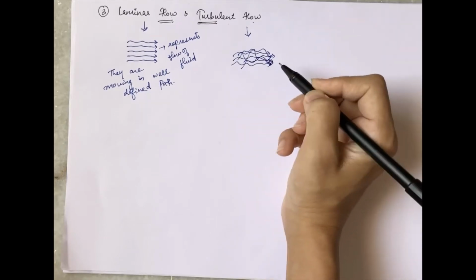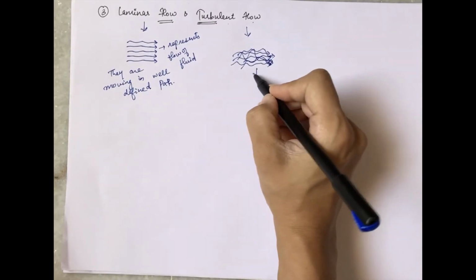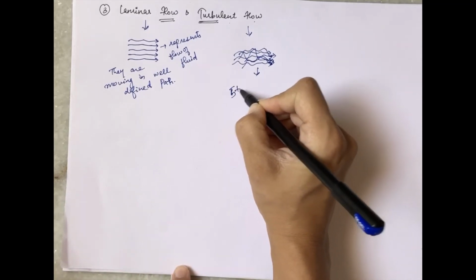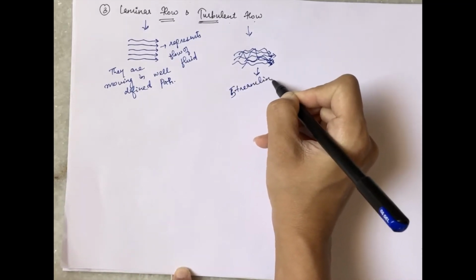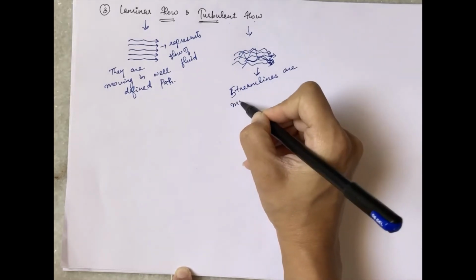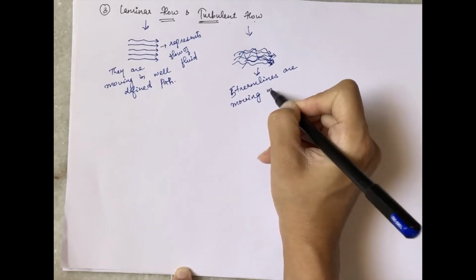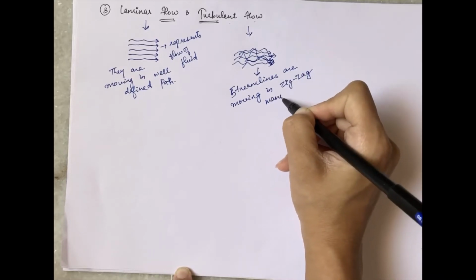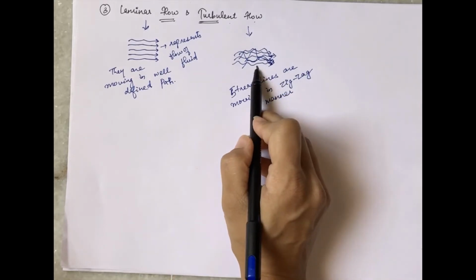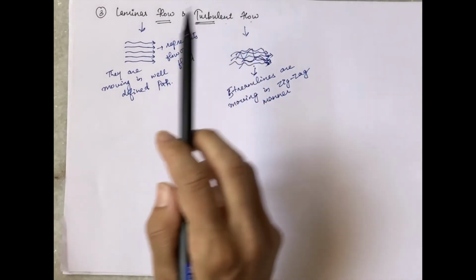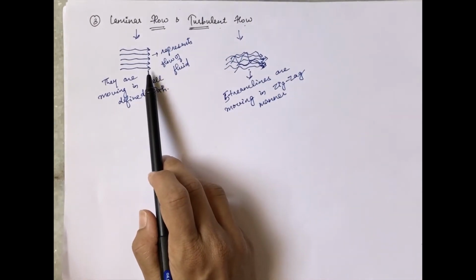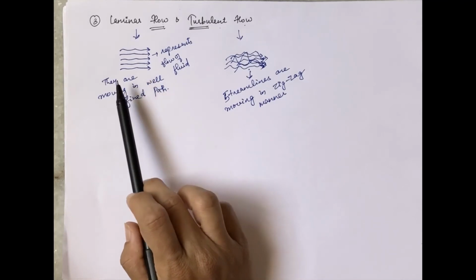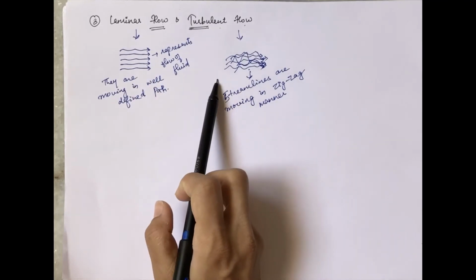So here, these streamlines are moving in zigzag manner, and they are not parallel to each other, while here in case of laminar flow, the streamlines are parallel to each other. So these are the two other types of flow, which is known as laminar flow and turbulent flow.